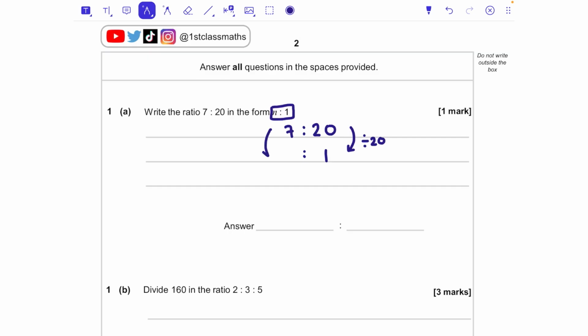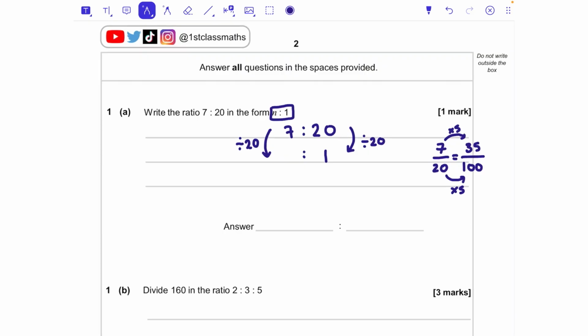And then also on this side, we're going to need to do the same thing. So it is 7 divided by 20. Now 7 divided by 20, let's think of that as a fraction. 7 divided by 20 is equivalent to 35 out of 100. I've times the denominator by 5, so I also need to times the numerator by 5. And 35 over 100 we know is 0.35. So our ratio equivalent to 7 to 20 is 0.35 to 1.